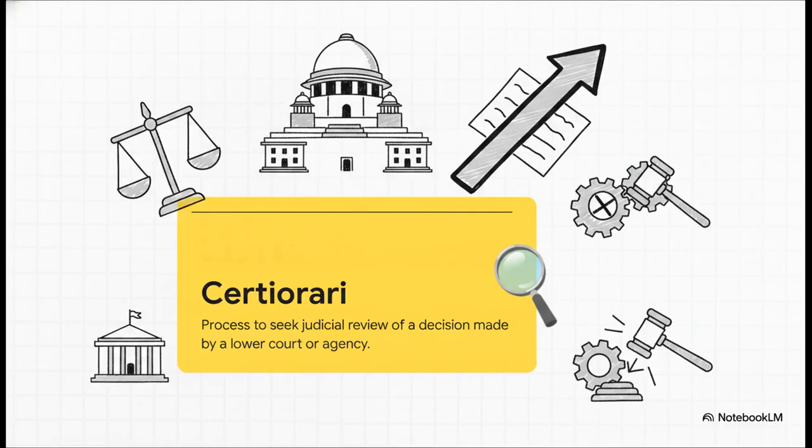Then we have certiorari. This is the power of ultimate oversight. It's a court process allowing a superior court to seek judicial review of a decision made by a lower court or administrative agency. Basically, if an agency steps out of line or violates the constitutional framework, the Supreme Court uses this exact tool to pull the record up, review it, and potentially quash it.